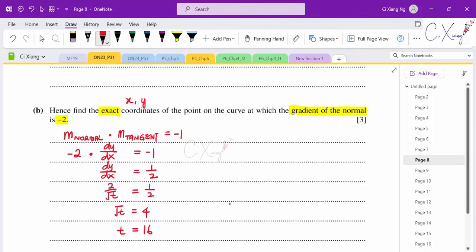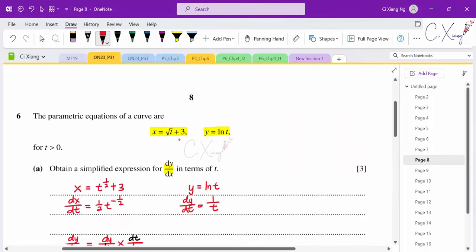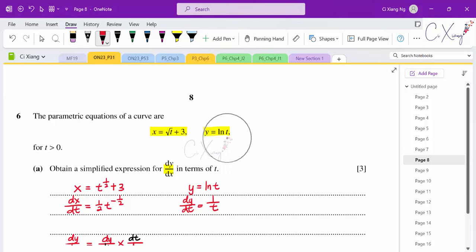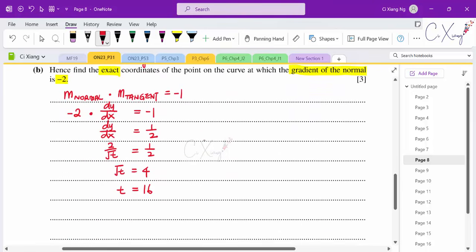Alright, so from here you get the value of t, but of course for the question they're asking for x and y. So how are you going to get the value for x and y? You have to substitute the value of t back into the parametric equation. Substitute t here, you get an x, substitute t here, you get a y. Quite straightforward.